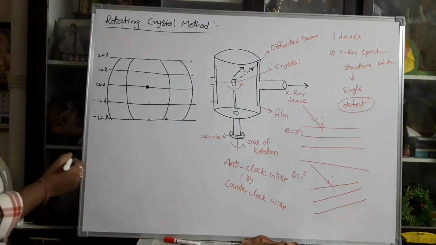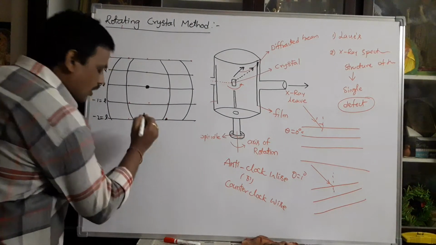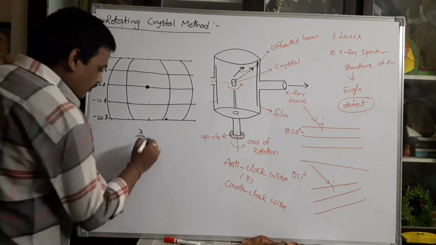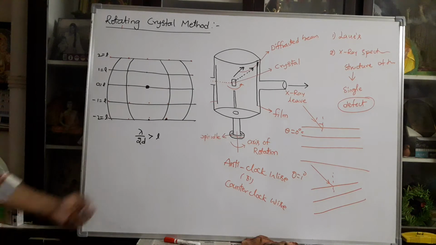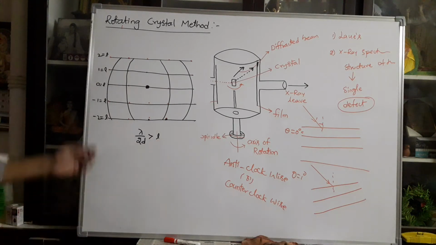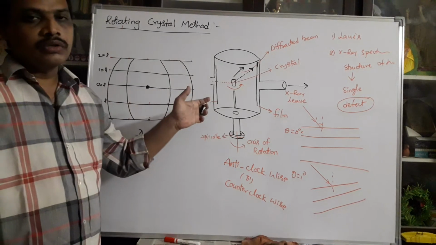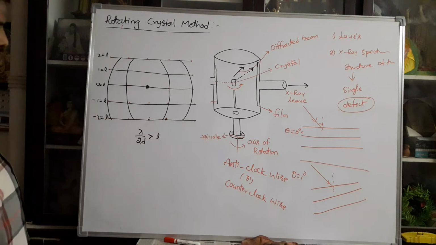Diffraction does not occur when lambda by 2D is always greater than L, that is, when the L value is always less than lambda by 2D. Under this condition, no diffracted beams are observed. You can change this condition and determine the interplanar distance.